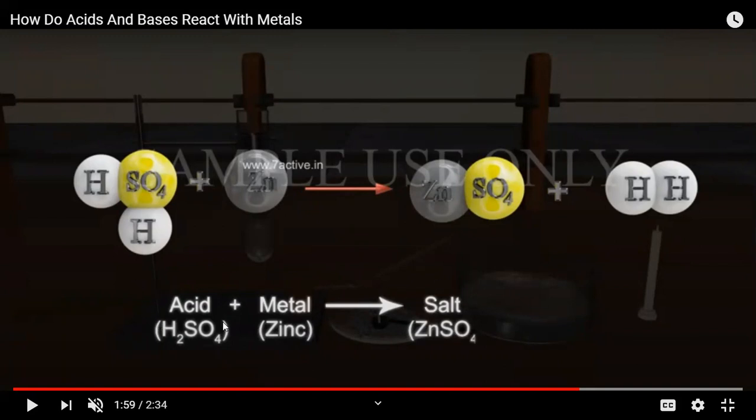So this is the general reaction for the equation. Acid plus metal leads to the formation of salt plus hydrogen gas. So you can see I've taken zinc, I've taken H2SO4. Zinc will replace the hydrogen from H2SO4 because zinc is more reactive than hydrogen, and it will form ZnSO4, and hydrogen will be evolved.